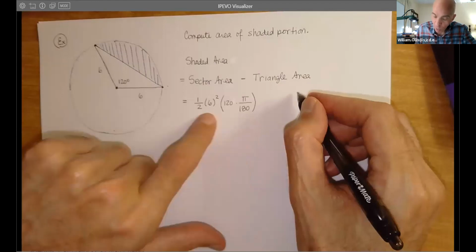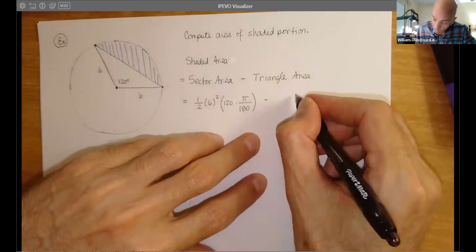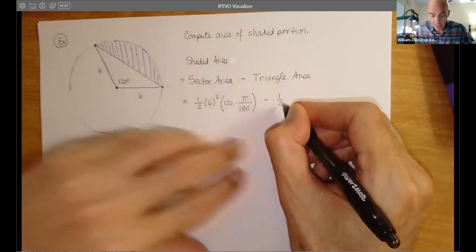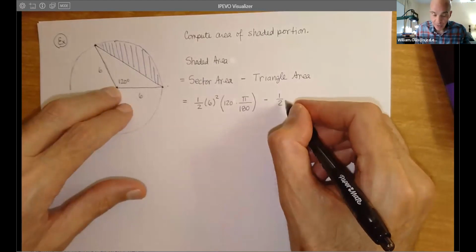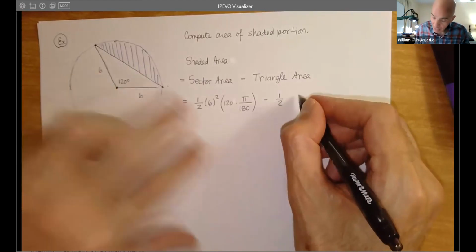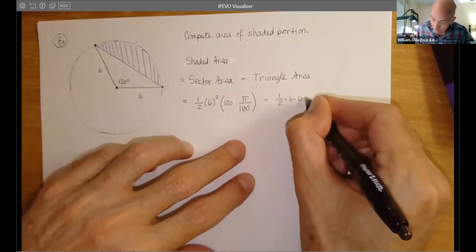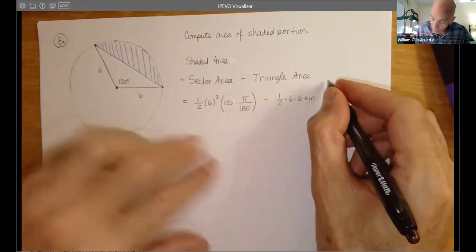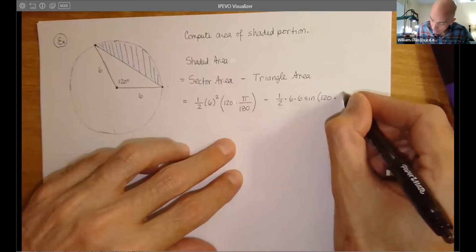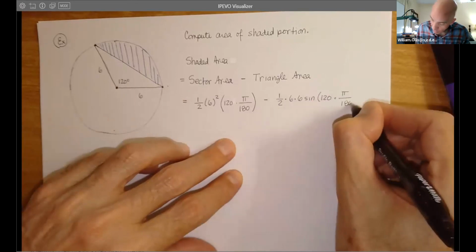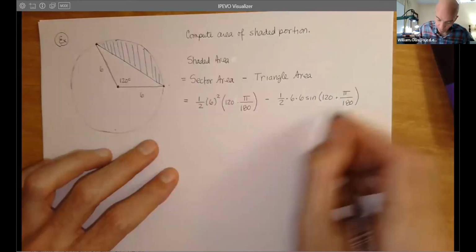So this gives us 1/2 r squared theta minus the triangle area, which will be 1/2. And of course, the included angle is 120 degrees, and the two sides are both of length 6. So this will be 6 times 6 times the sine of 120 degrees. And we can go ahead and convert that if you like. Doesn't matter, either way. Since we're using radians, we'll go ahead and work that through.